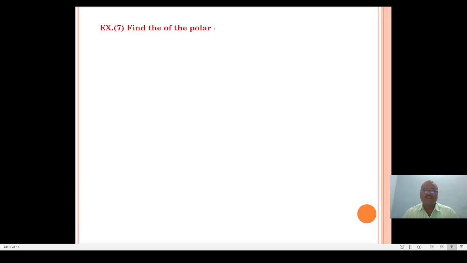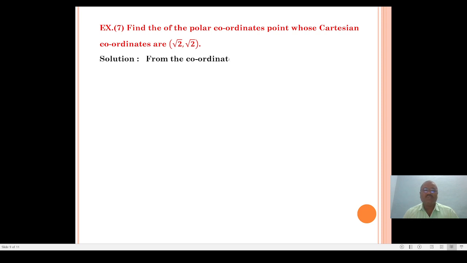Find the polar coordinates of the point whose Cartesian coordinates are root 2, root 2. From the coordinates of the given point, we observe that the point lies in the first quadrant, because the x coordinate is positive and the y coordinate is also positive. So the point lies in the first quadrant.